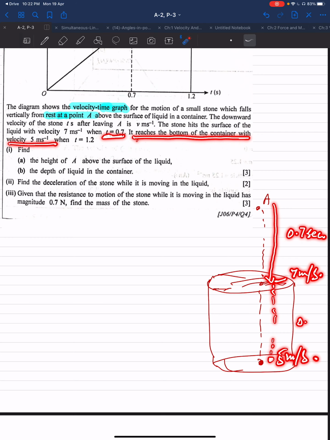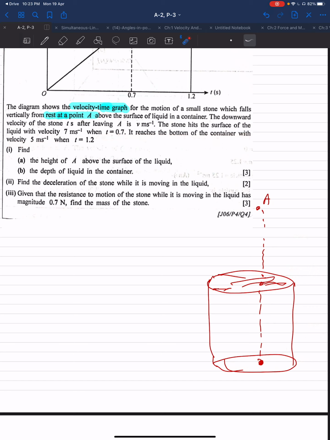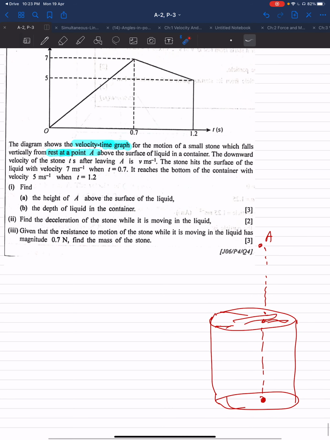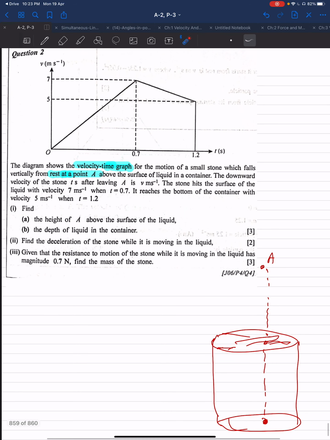That means it took 0.5 seconds to reach from the surface to the bottom of the container, right? Okay, this was the situation. I wanted you to understand what the situation is. If you know the situation clearly, you can solve this question very easily. And if you don't know what the situation is, your approach will not be as accurate as it should be.